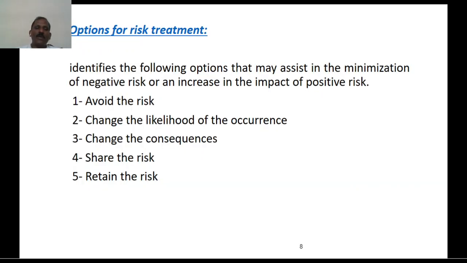So, options for risk treatment. Identify the following options that may assist in the minimization of negative risk or an increase in the impact of positive risk. Positive is good, so it should be enhanced. Negative is bad, and must be minimized and avoided. Possible options: avoid the risk, change the likelihood of occurrence, change the consequences, share the risk, maybe through insurance, or retain the risk, which is unavoidable.